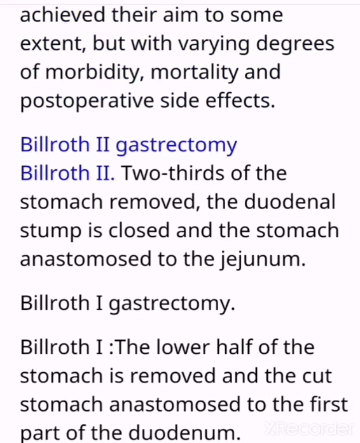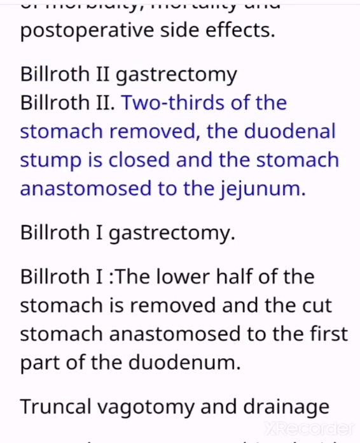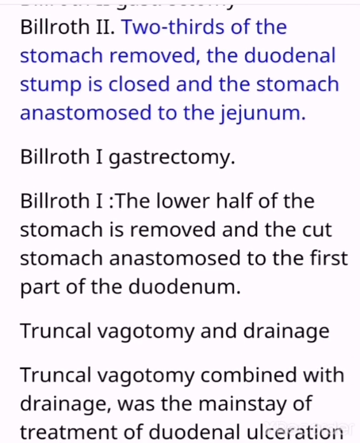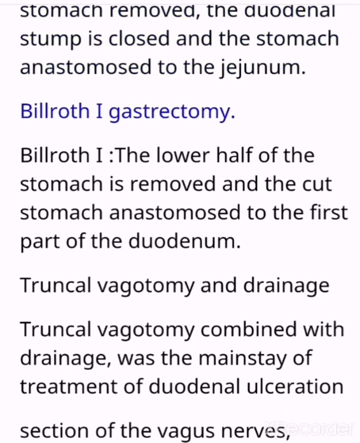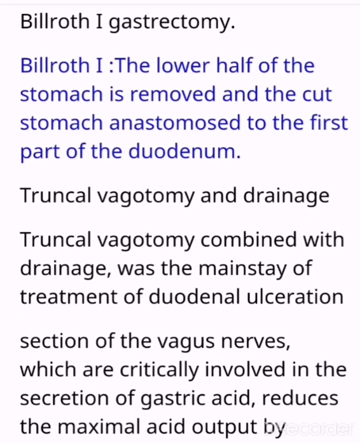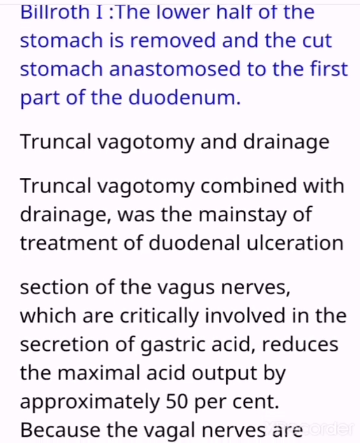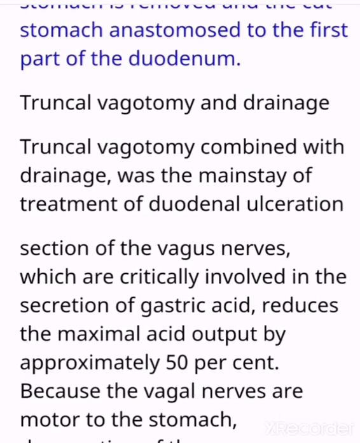Billroth II gastrectomy. Billroth II: two-thirds of the stomach removed, the duodenal stump is closed and the stomach anastomosed to the jejunum. Billroth I gastrectomy. Billroth I: the lower half of the stomach is removed and the cut stomach anastomosed to the first part of the duodenum.